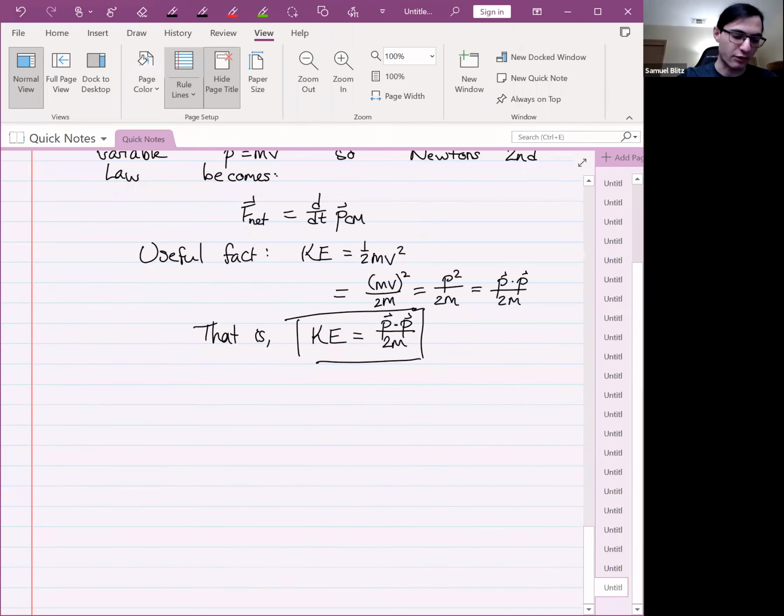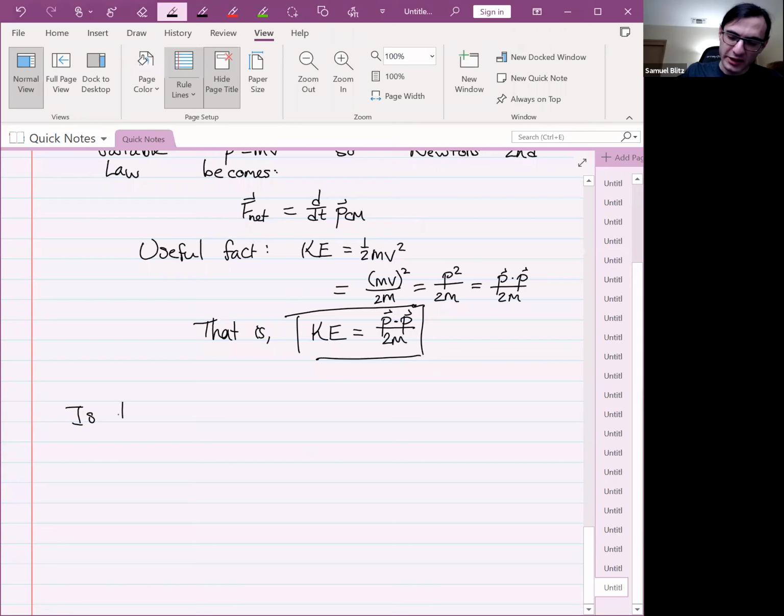So let me write this down for a second. Is there a third law for impulse? That is, can we break up impulse into internal and external impulses and then categorize the internal impulses as conservative and non-conservative and so on? Does that work? It turns out the answer is no, and I'm going to explain why.